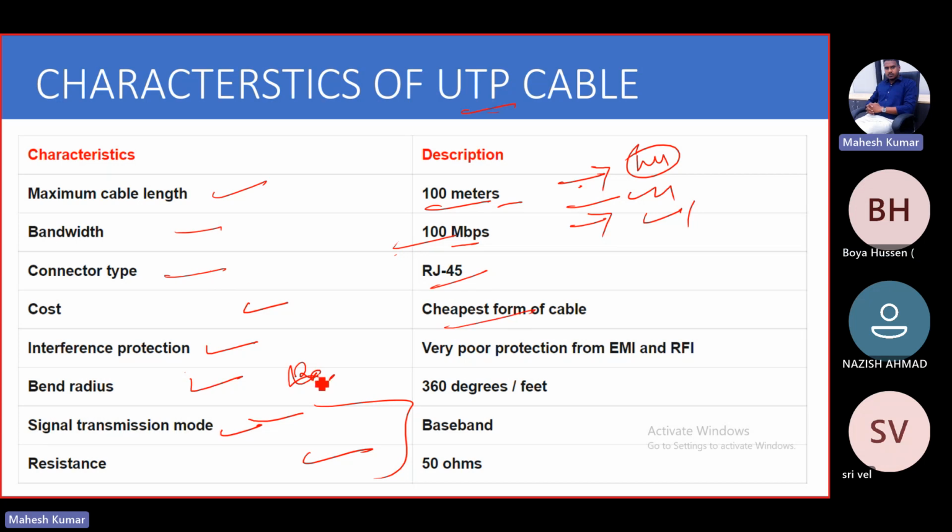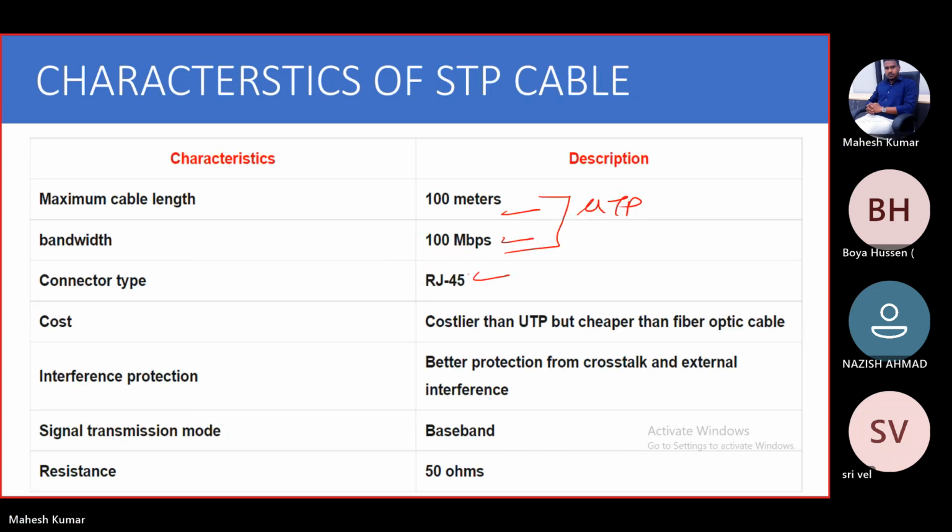The cost is very cheap. Interference protection is very poor against EMI and RFI because it is UTP, unshielded twisted pair cable, right? The bend radius is a 360-degree feet, and this is not very useful. The signal transmission bands are not in use. So simply you need to remember: 100 meter, 100 Mbps, RJ45. That's it. If you talk about STP, shielded twisted pair cable, it also uses 100 meter, 100 Mbps, RJ45.